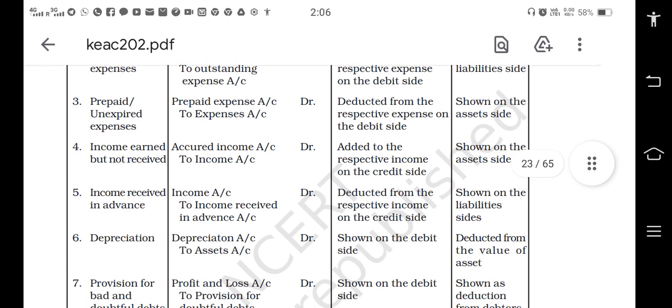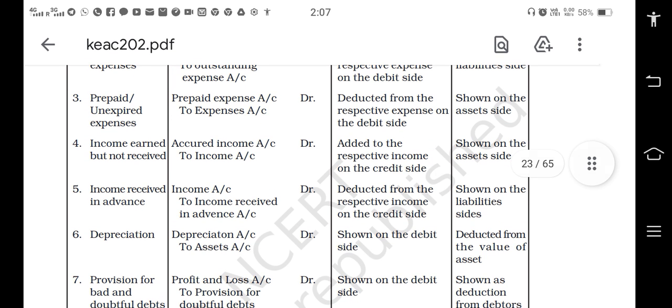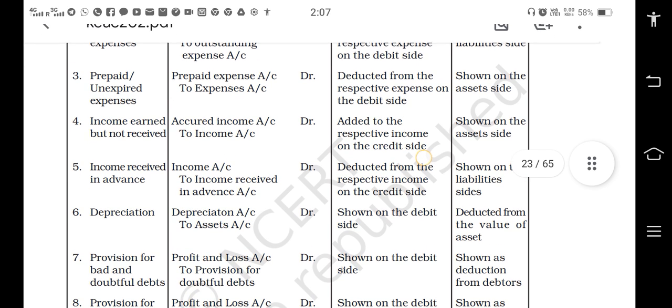Income earned but not yet received. Not yet received but income already earned, that's why it is an asset. It should be shown on the debit side, in the asset side of the balance sheet, and on the credit side or income side of the P&L account.